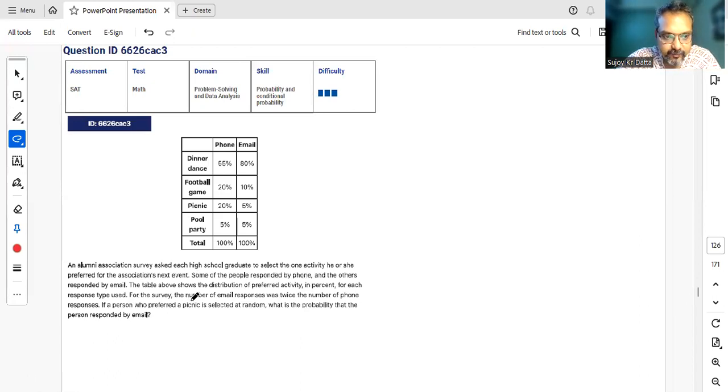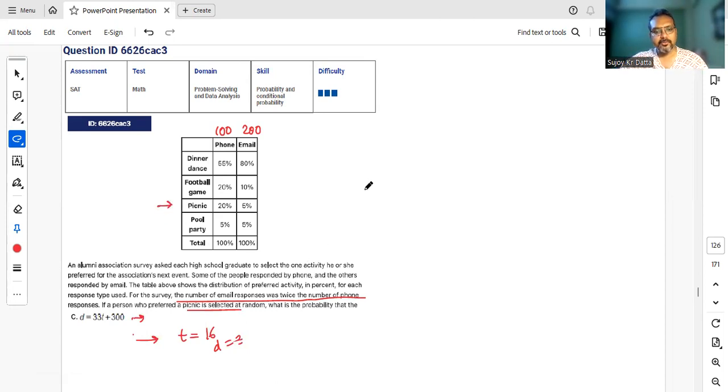Now it says that for the survey, the number of email responses was twice the number of phone. That means if phone were 100 responses, emails had 200 responses, double the total number of responses. It says if a person who preferred picnic is selected at random, what will be the probability that the person responded by email? So now we can't just do 5 over 25 because the weights are different.